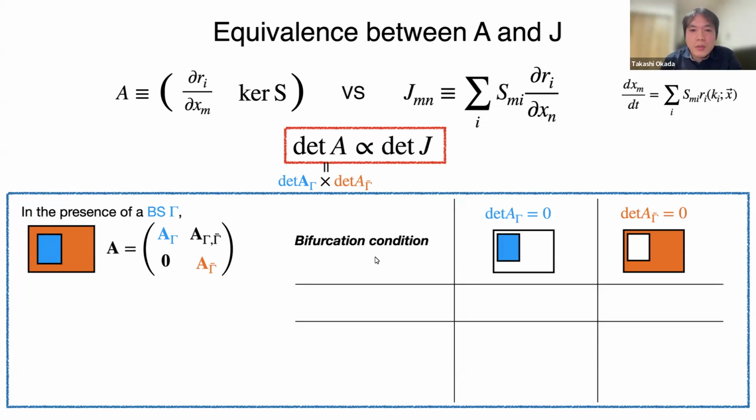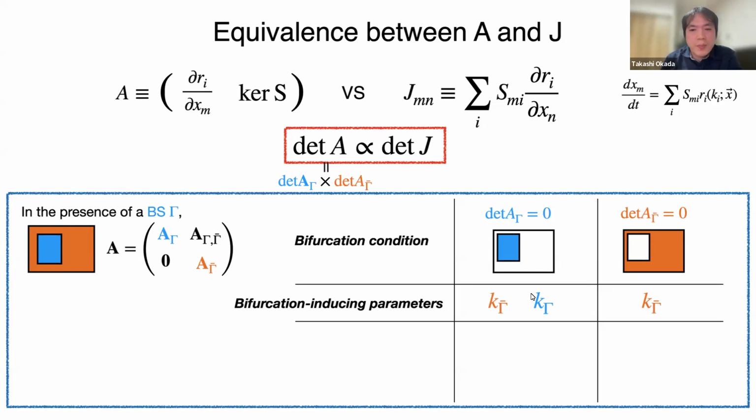Okay. And so this form implies that bifurcation occurs either when one of these two blocks, when either one of these two factors becomes singular. Okay? So there are two cases. And the parameters that can induce a bifurcation differ between these two cases.